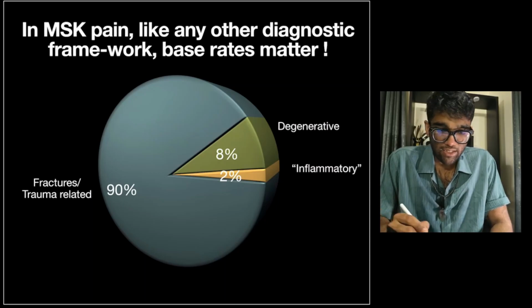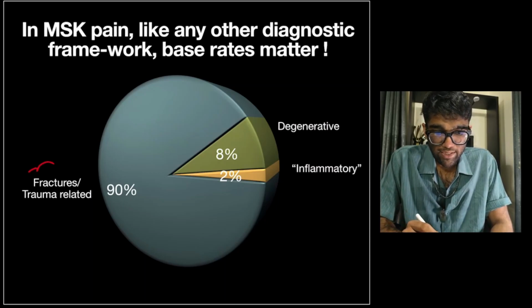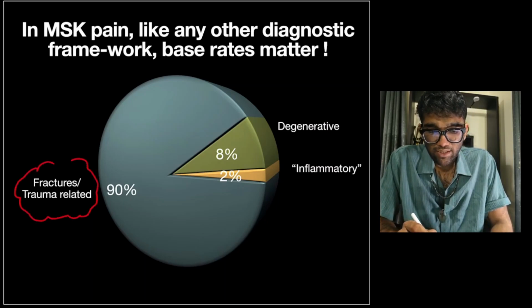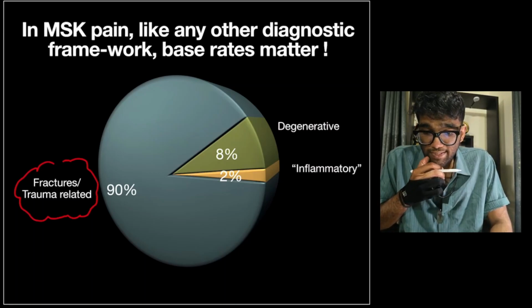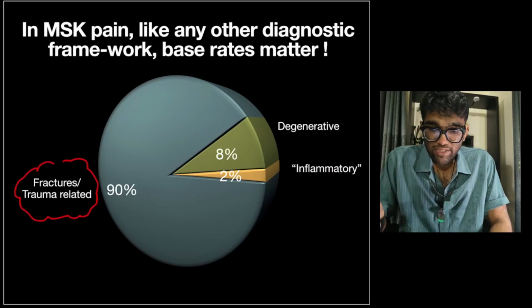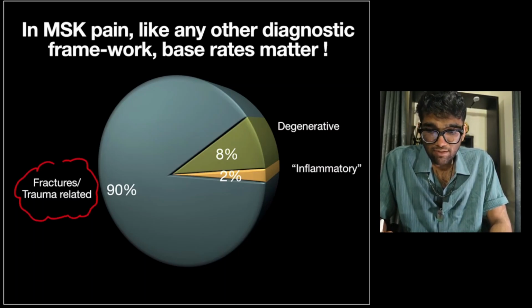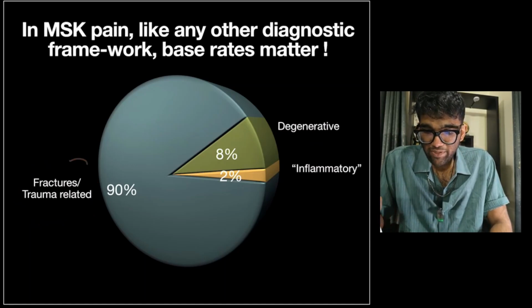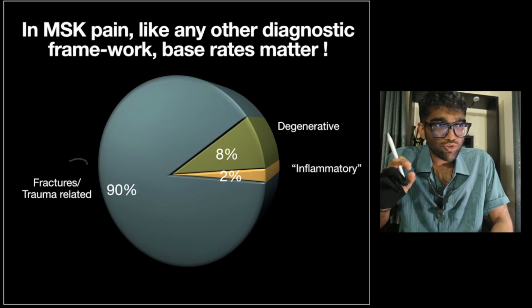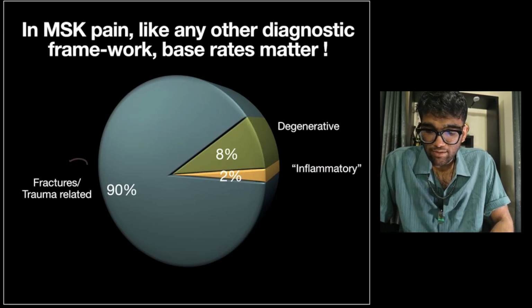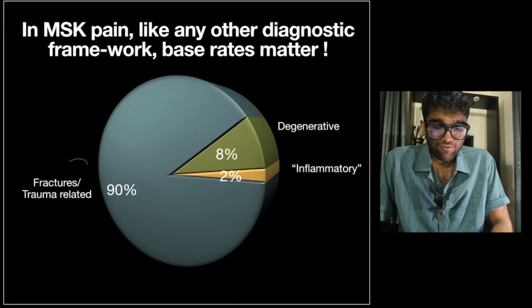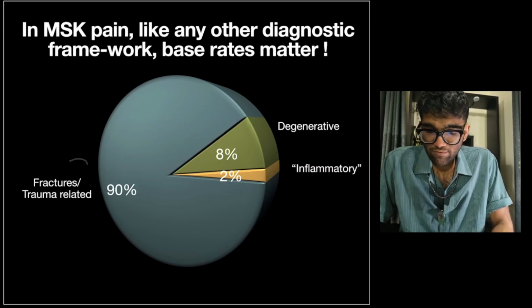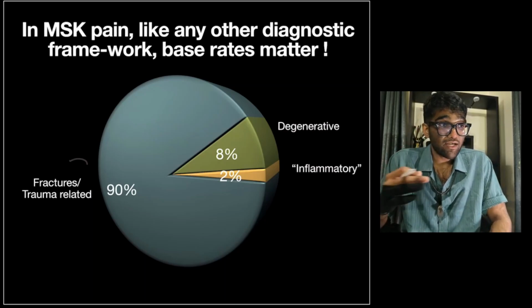So as you can see, most commonly musculoskeletal pain is the result of trauma, whereas significantly less commonly, but still in about 8% of cases, it is due to degenerative arthritis. And inflammatory arthritis accounts for a very small portion of the pie, so it is quite uncommon. So when we try to diagnose inflammatory arthritis, we are essentially working against the odds.